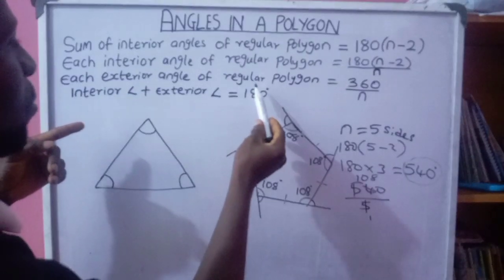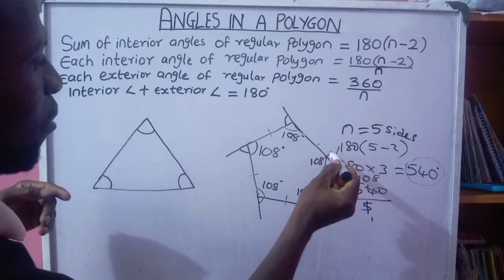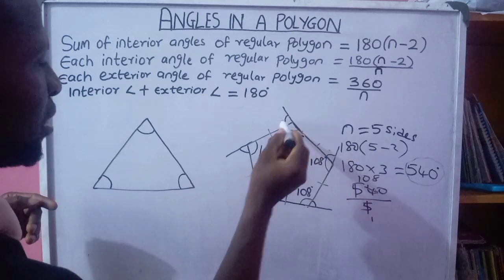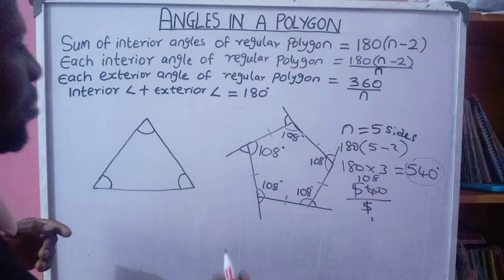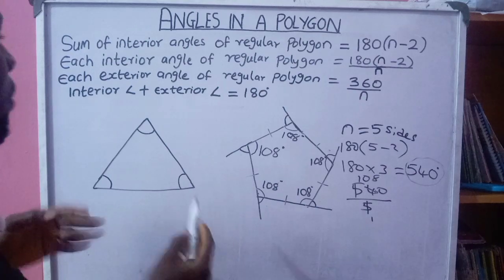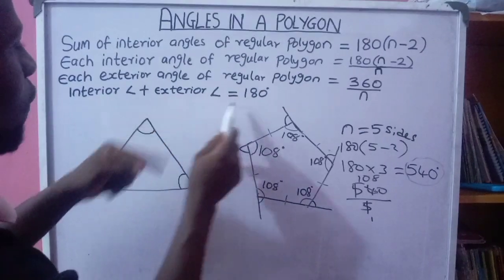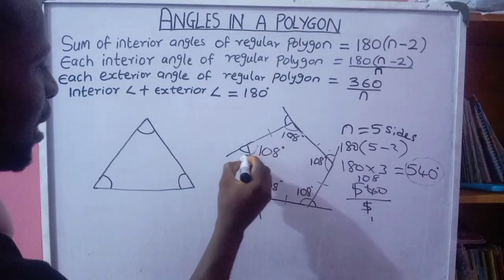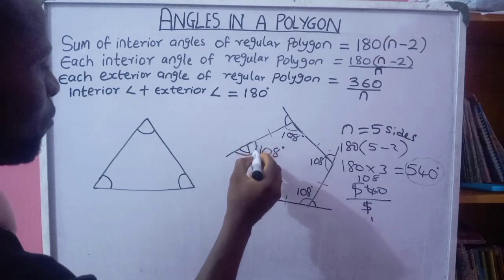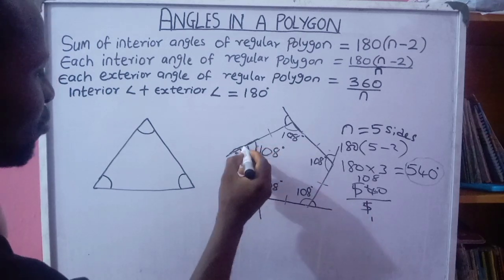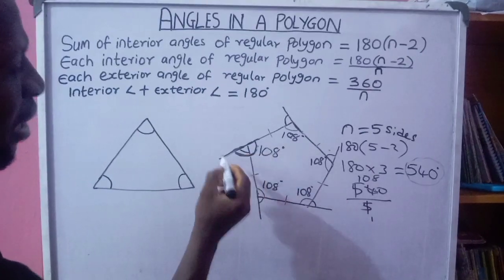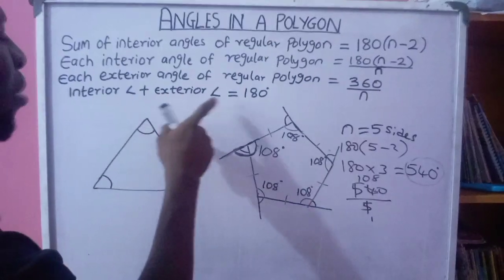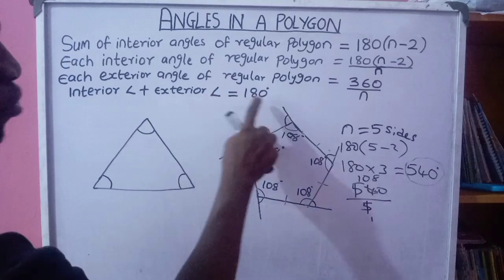Looking at the formula that we have here, each exterior angle of a regular polygon is this. Therefore, the sum of the exterior angles of any polygon, this plus this plus this plus this plus this, will give us 360 degrees. Then the interior angle plus exterior angle of any polygon is equal to 180 degrees. Look at it here. This is the interior angle and this is the exterior angle. Interior plus exterior gives us angles on a straight line, and we know that angles on a straight line equal 180 degrees. That's why we said interior angle plus exterior angle of any polygon is equal to 180 degrees.